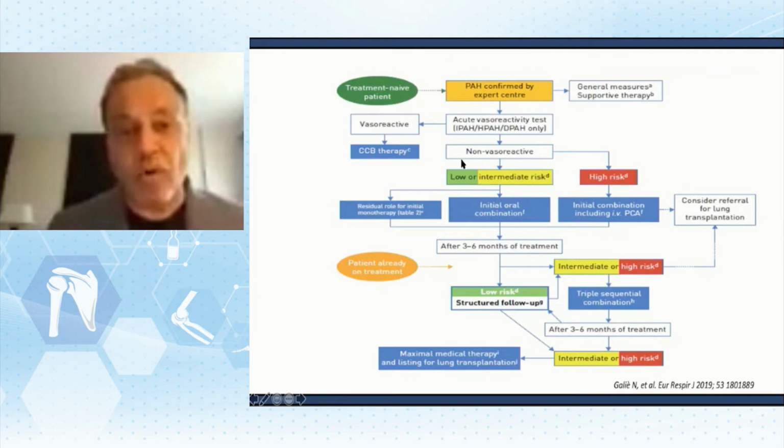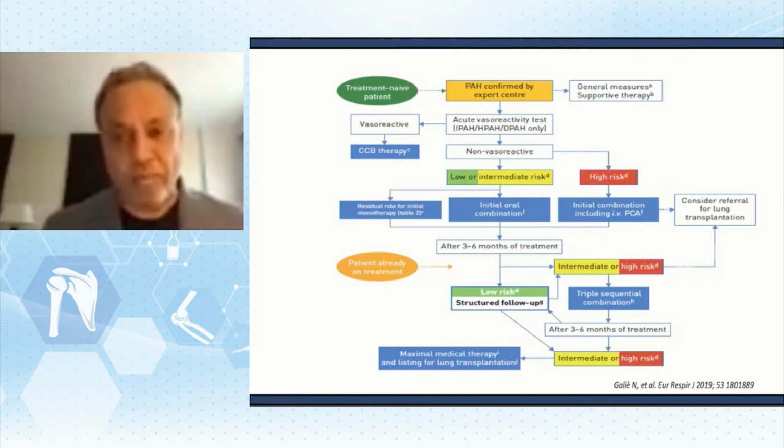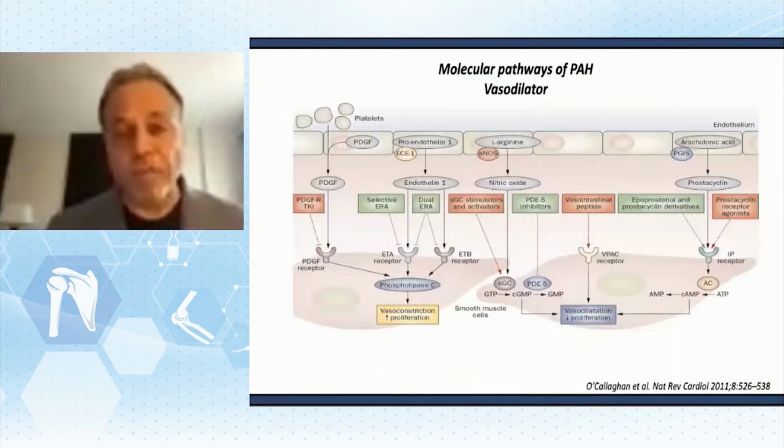Those who are in the yellow or green zone, or even in the green zone, we start with initial upfront combination. Now, the role for monotherapy has become very, very limited, and we might talk about it later on. But it depends on where your patient is, in the green, yellow, or red zone. That will determine where you would start.